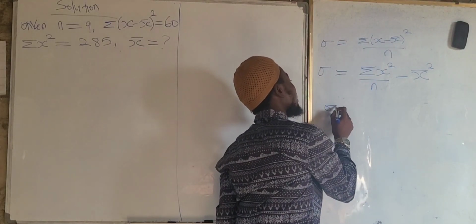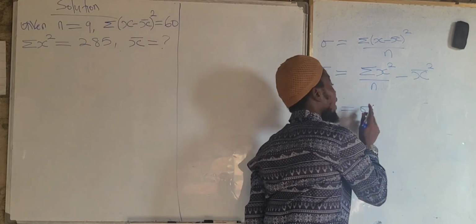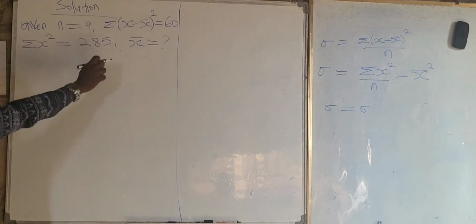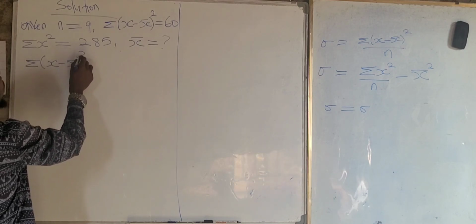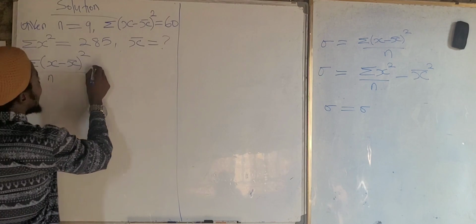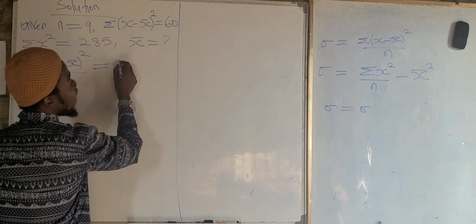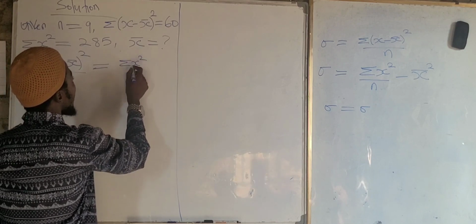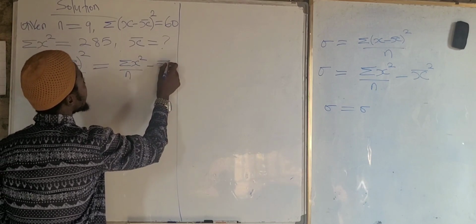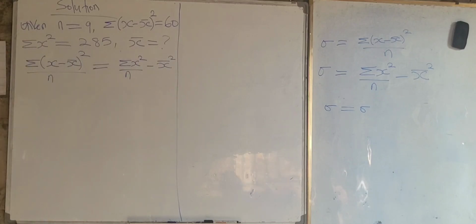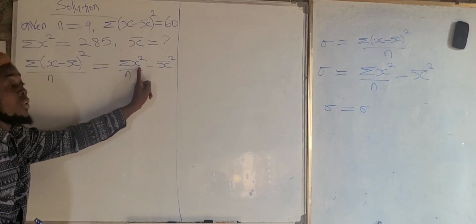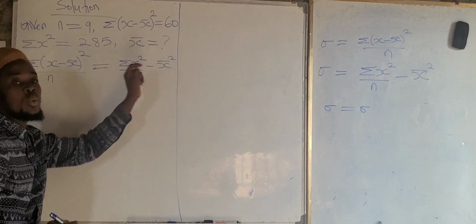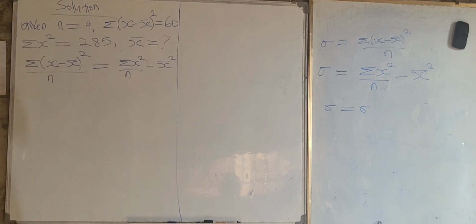So the first value for the variance is summation of (x minus x bar) the whole squared all over n, which is equal to the next, summation of x squared all over n minus x bar whole squared. Already we have the value for this one, and we also know what n is, and we know the value of summation of x squared. But x bar is unknown to us, and that is what we are asked to find.